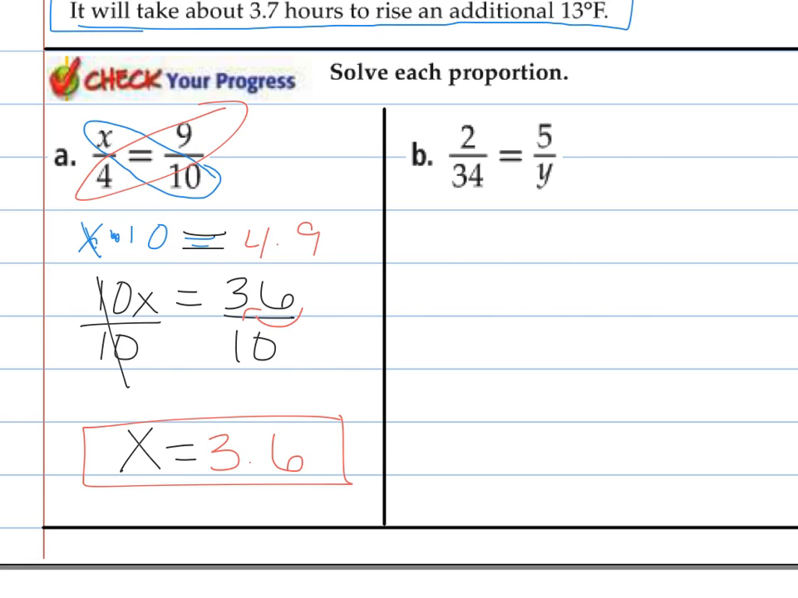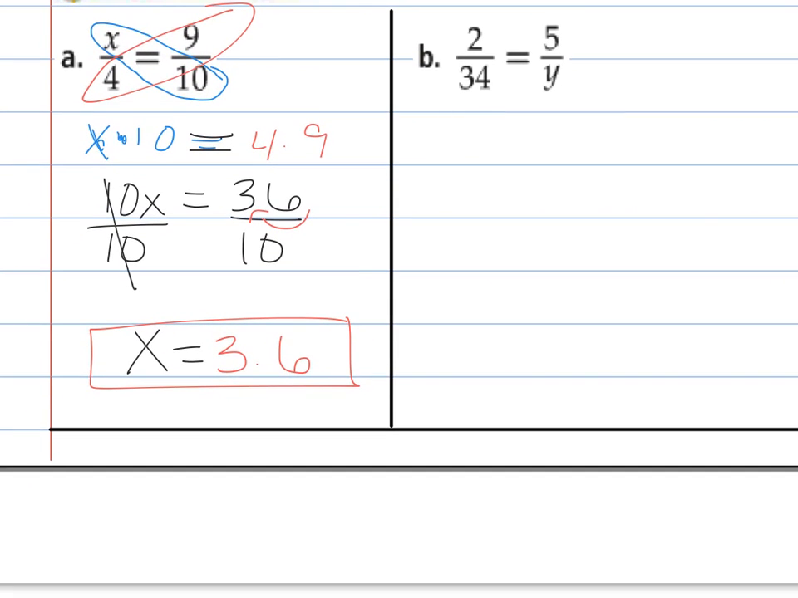You could plug it back in to check. So you could do 3.6 divided by 4 on your calculator, and then do 9 divided by 10 on your calculator, and they should be equal. And if they are, then you know you did it correctly.